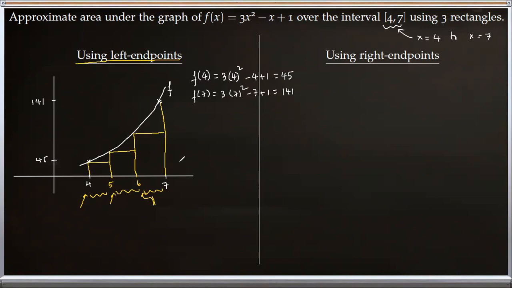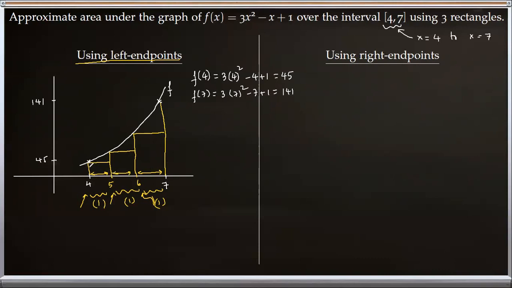So now we need to find the area of these three rectangles. For that, we need to find the length and width of each rectangle. The width for each rectangle is 1 here, 1 here, and 1 here. You see from 4 to 5 is 1, 5 to 6 is 1, 6 to 7 is 1. So all these widths are 1. And we need to find the height. The heights may be different.